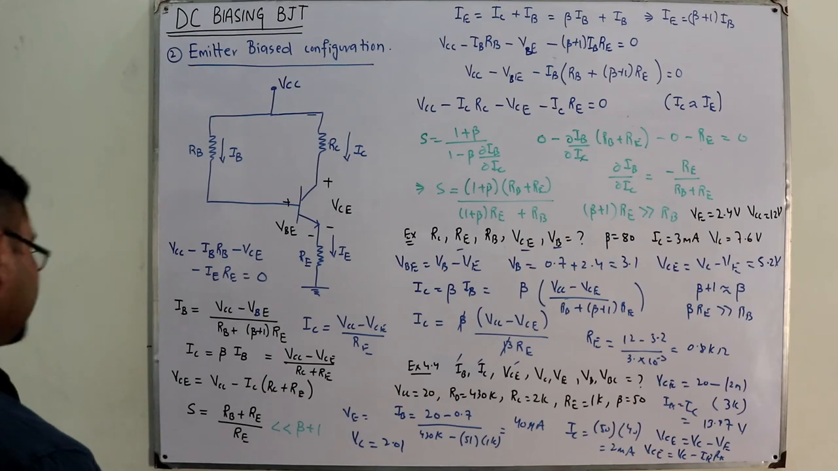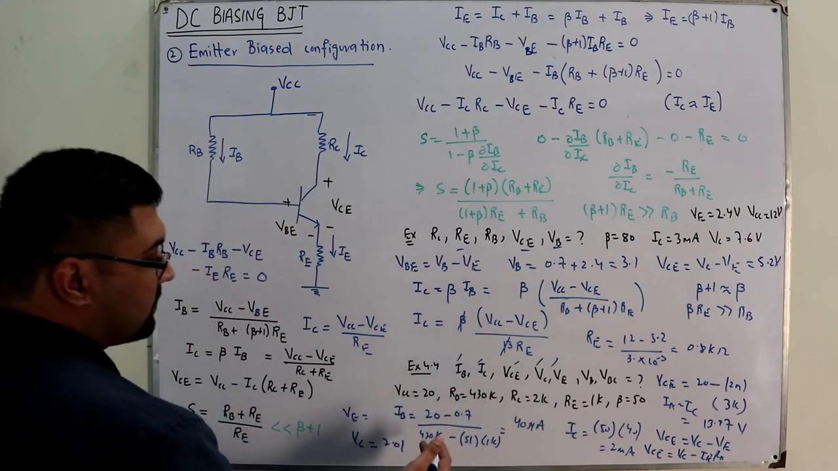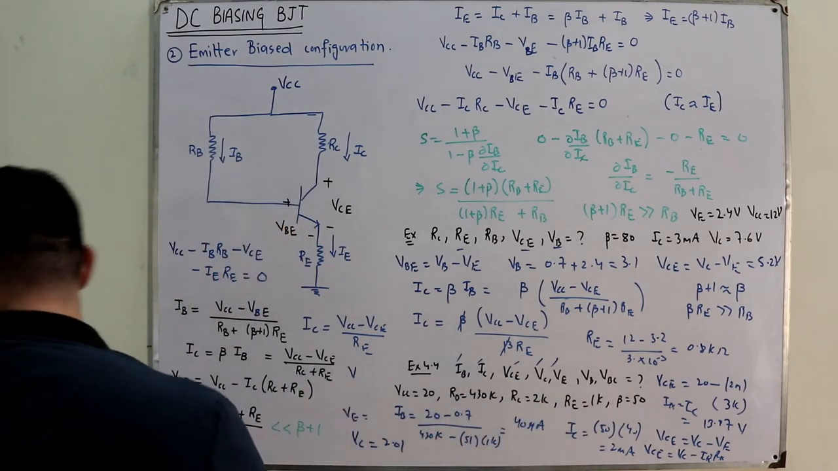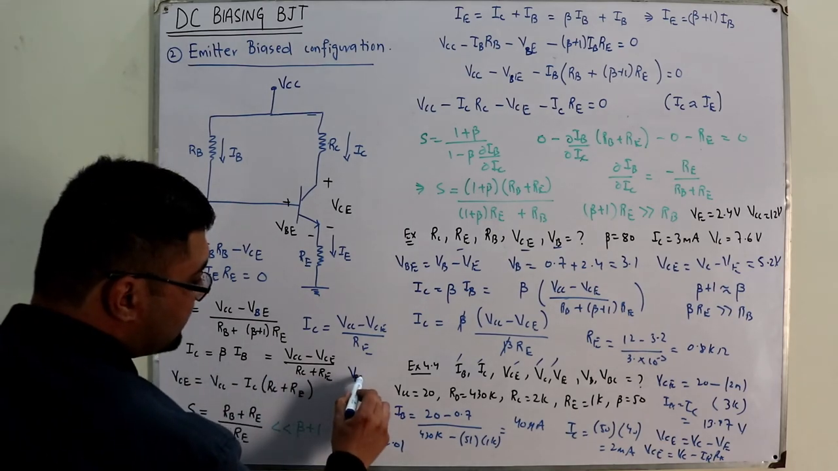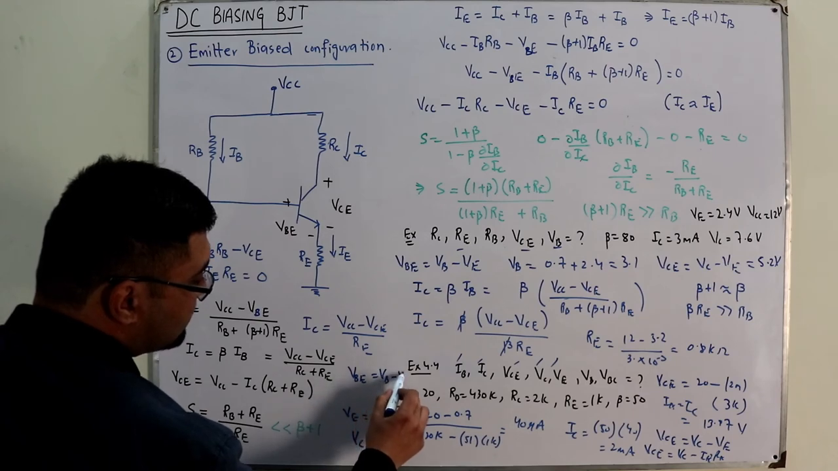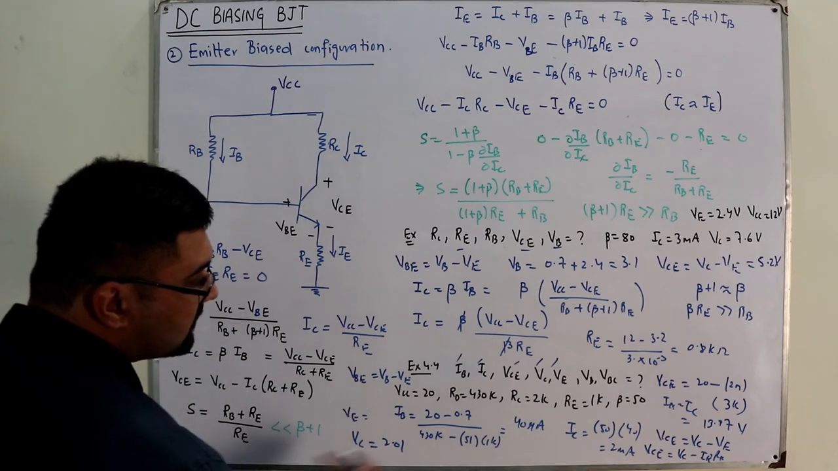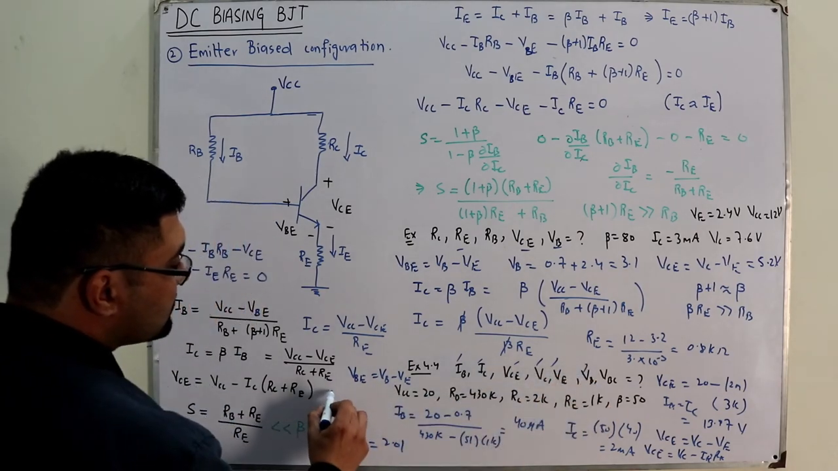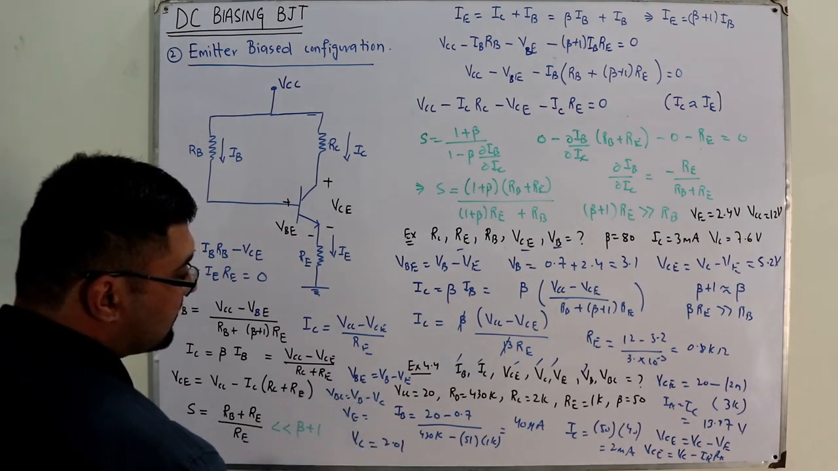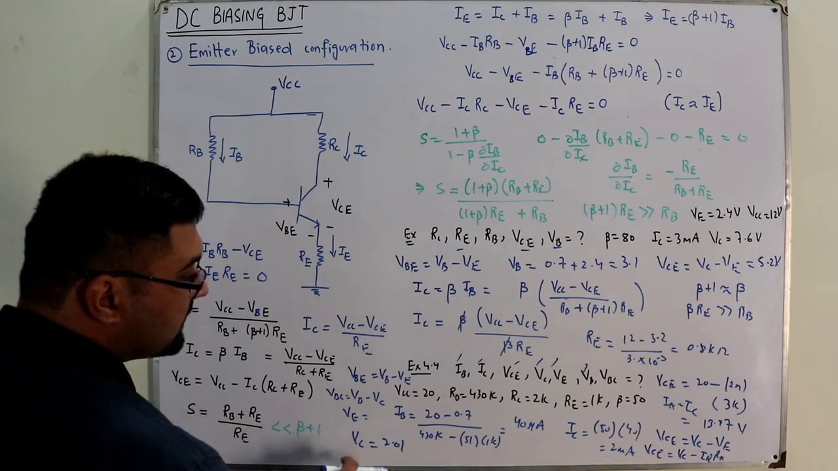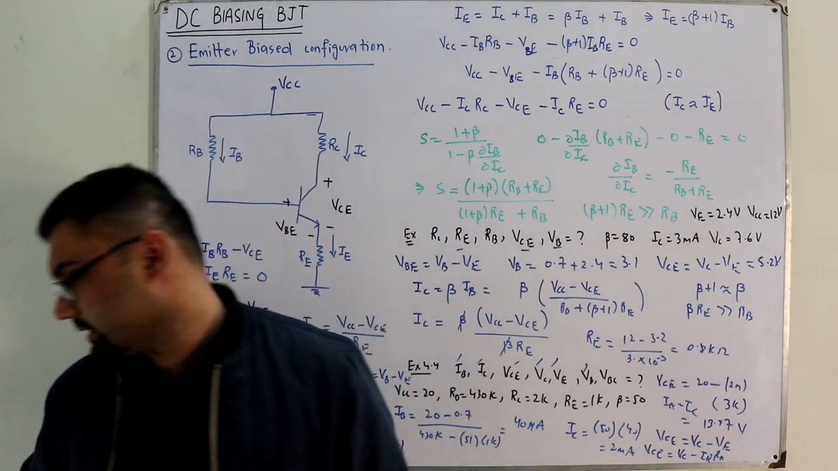You can, right? And finally, what do you have? VB and VBC. So for VB, what do you have? VBE is equal to VB minus VE. You have VE, you have VBE, you can find out VB. Similarly, VBC would be VB minus VC. You have got VB, you already have calculated VC, you've got VE. That is it. I don't want to do another example.